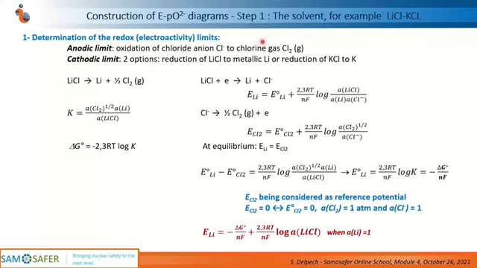The anodic limit: we have only one compound which can be oxidized in this salt. It is the chloride anion Cl-, which can be oxidized to chlorine gas. That is the only reaction which can occur on the anodic side. On the cathodic side, we have two options because we have two metallic cations, lithium Li+ and potassium K+. So we can be limited by the reduction of Li+ or K+.